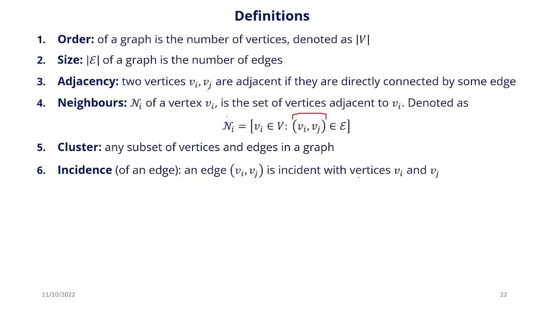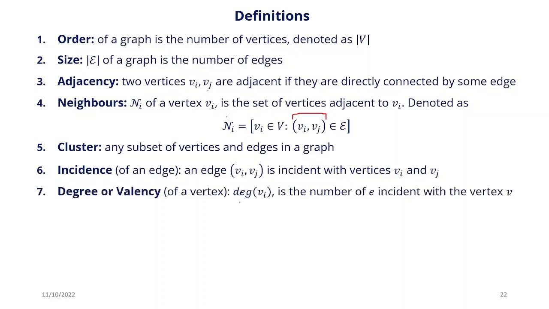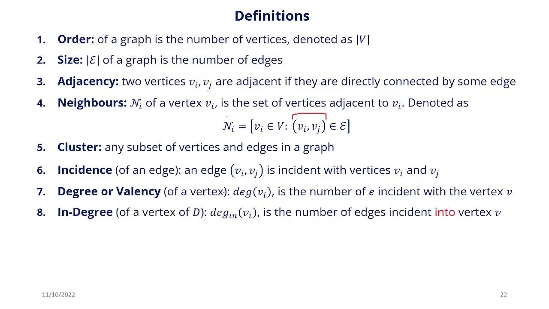An edge is incident with the vertices that it connects. So if a road connects house V to house J, we say that that particular road is incident with house V and house J. The degree is the number of edges incident with the vertex. So the degree or valency of your house is the number of roads that lead to your house. That is the degree or valency. Now, when we talk about degree or valency, that deals with undirected graphs, general graphs.